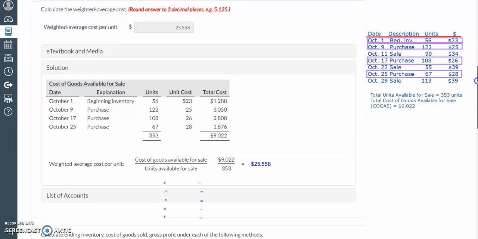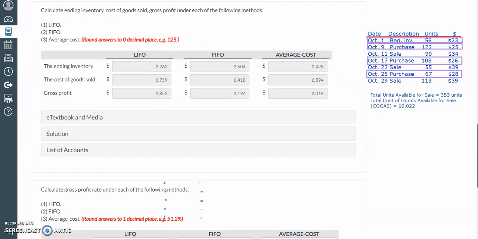So as I've mentioned, you're going to take the $9,022 and divide it by 353. So your average cost per unit is about $25.56, which seems to be pretty much in line with the cost when you look at these purchases. You're in that $25 range for most of these purchases.